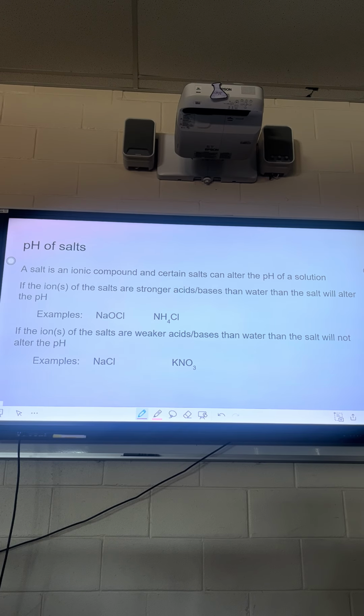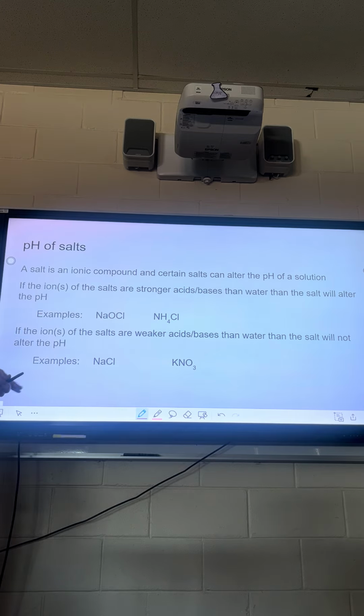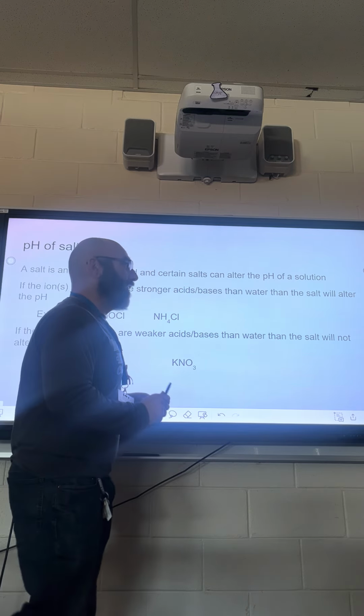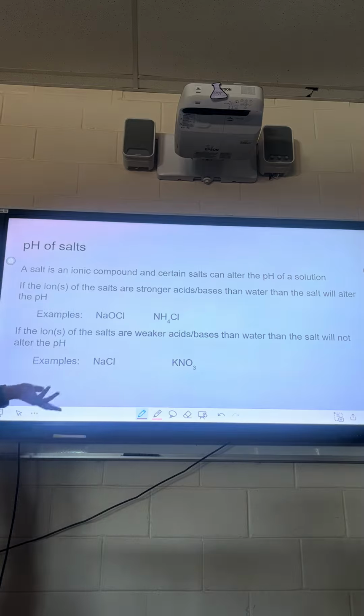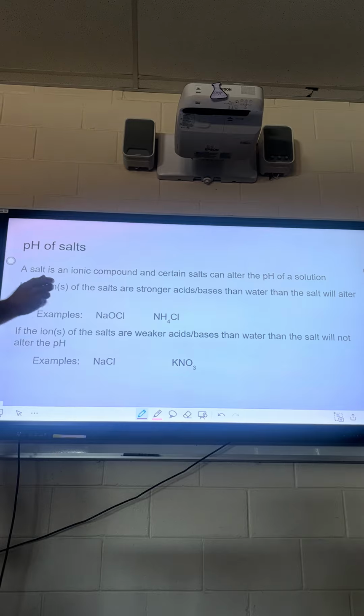So, salts. A salt is just an ionic compound, a positive ion and a negative ion. We can add salts to alter the pH. And then we can also add salts, I don't know why we do it, that don't alter the pH. So here's the rule. If the ions in the salt are stronger acids or bases than water, they will alter the pH. If the ions in the salt are weaker as an acid or base than water, then they don't do anything to the pH.